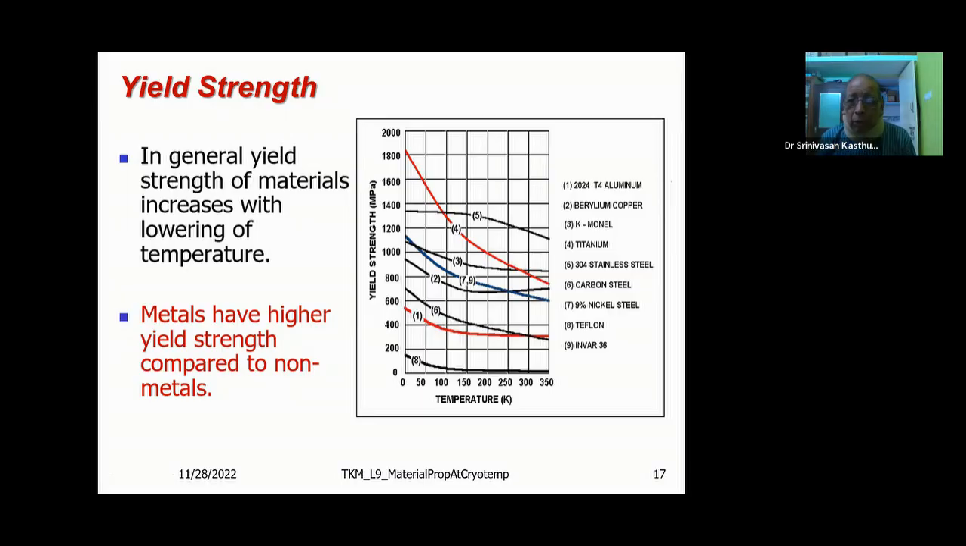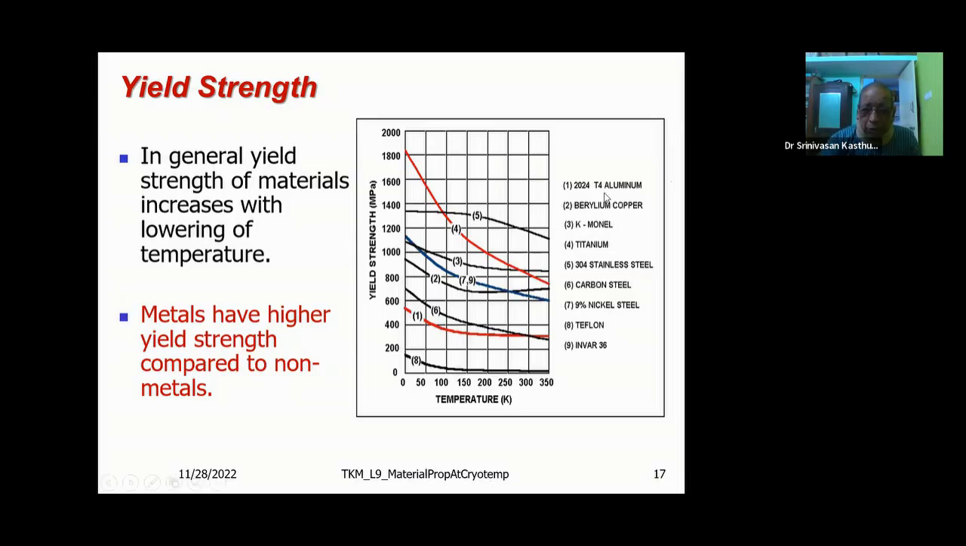Okay. If you look at various other materials like aluminum, beryllium copper, monel, titanium, stainless steel. For example, typically number 5 is stainless steel. Okay, you just see here. The yield strength of all the materials gradually increases at low temperature. So it becomes useful. If I use a material at room temperature, it will certainly perform better at low temperature in terms of yield strength. Okay, that's what will happen.